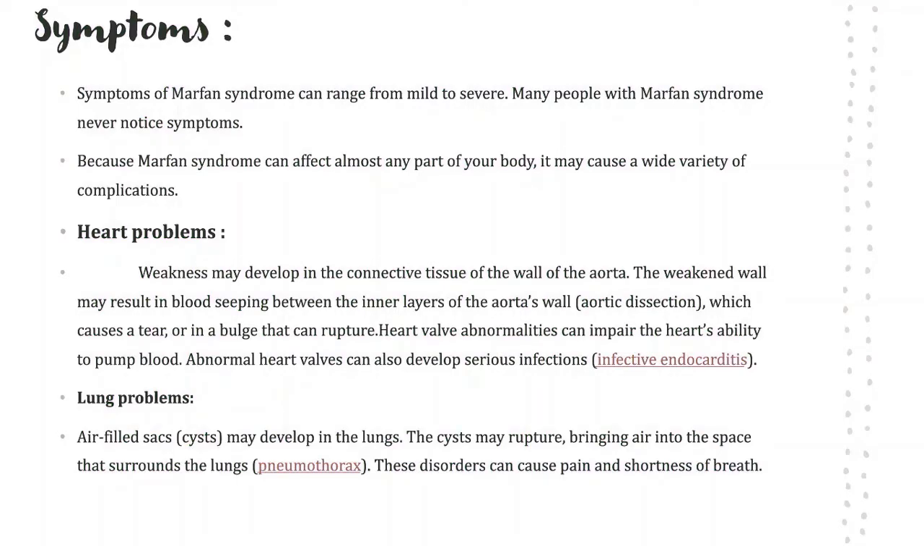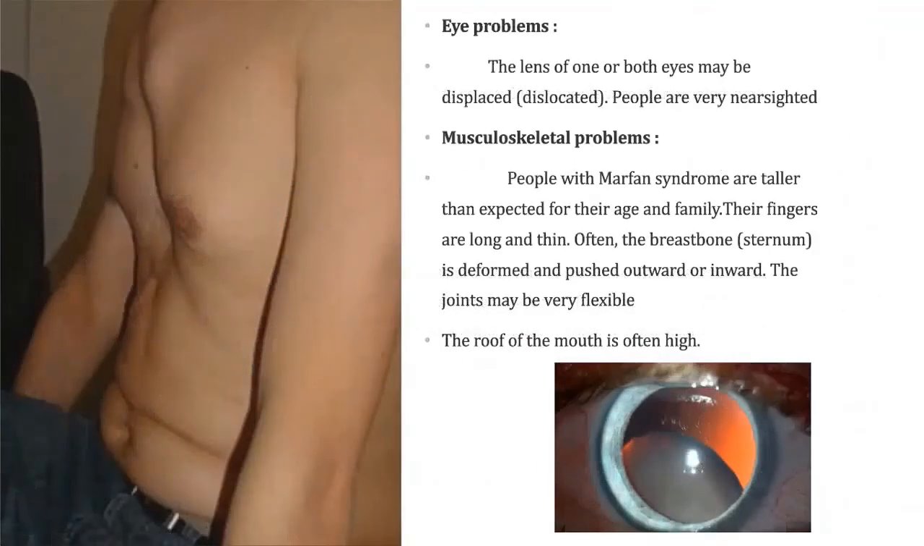If we talk about lung problems, air-filled sacs, which are called cysts, may develop in the lungs. The cysts may rupture, bringing air into the space that surrounds the lungs. These disorders can cause pain and shortness of breath if a person is suffering from this disease. We have already discussed eye problems, and now we will move on to the musculoskeletal problems.